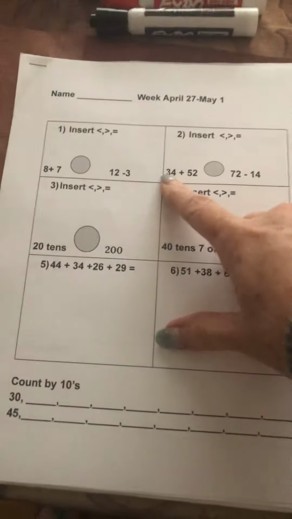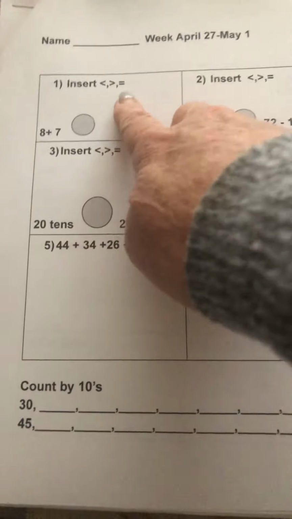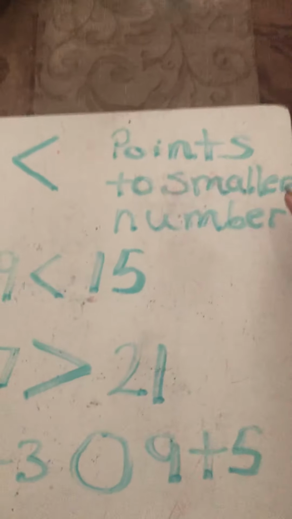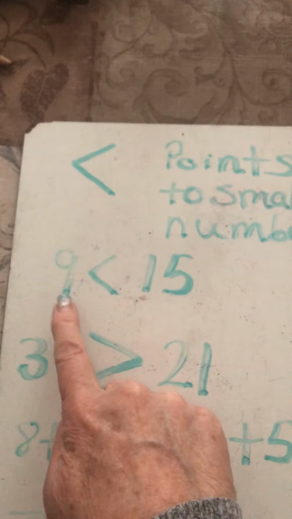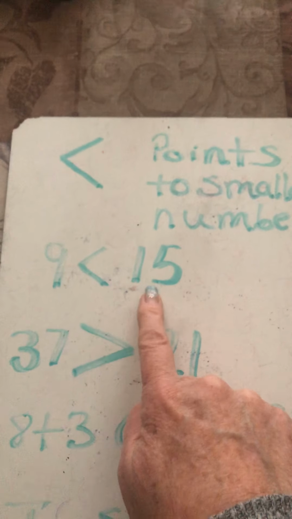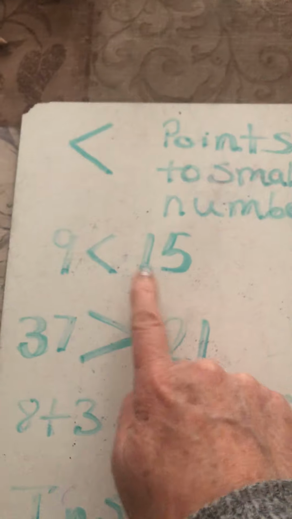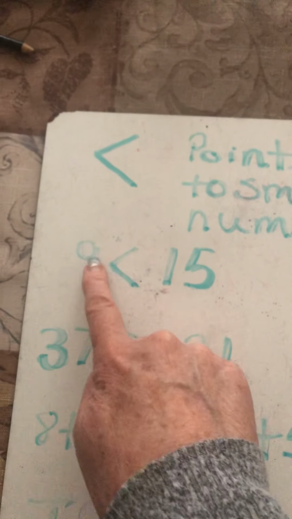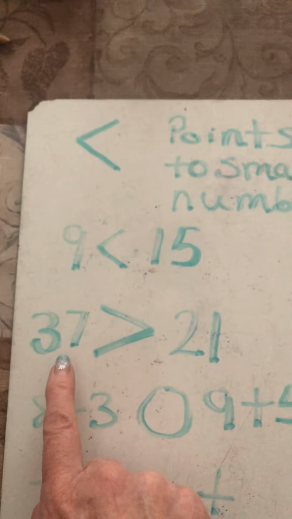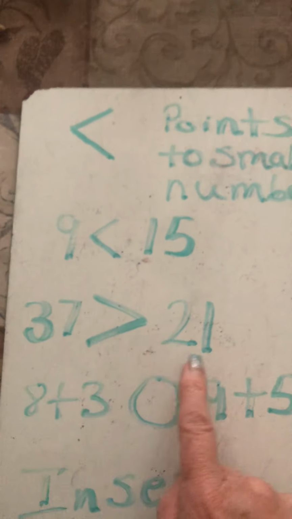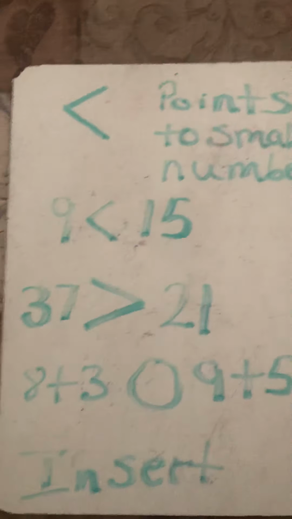So here is your window pane. It says insert greater than, less than, and equal to. So first of all, remember, the point goes to the smaller number. So 9 is less than 15. See, the point goes to the smaller number, and then the mouth, or the wider end, goes to the bigger number. 37 is greater than 21.